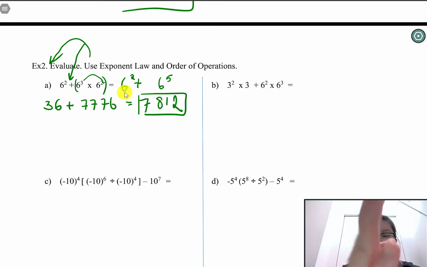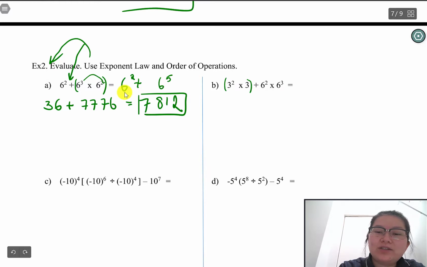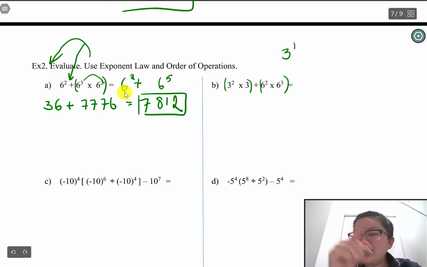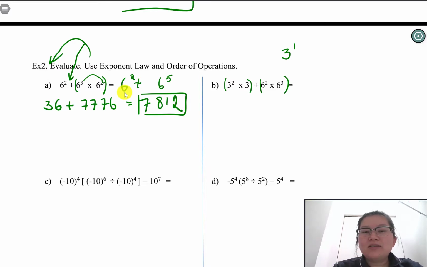Okay, so hopefully in B, this is what you've done. Using order of operations as well as your exponent laws, you were able to reason that you had to do these separately. So here, any number with no exponent always has an imaginary exponent of 1. So this here is actually 3 to the power of 1. If we simplify this, it looks like the following.